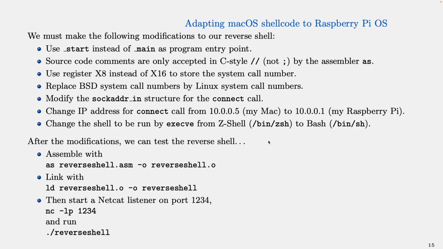And once we've done this, we can do the usual to test our reverse shell, as reverse_shell.asm -o reverse_shell.o, then link it. Again, as on FreeBSD, we do not provide any libraries here. ld reverse_shell.o -o reverse_shell, and then we start a netcat listener on port 1234. And on Linux, we actually have to include the p option in netcat, nc -lp 1234, and then in a different terminal, we run our reverse shell to find out if it works.